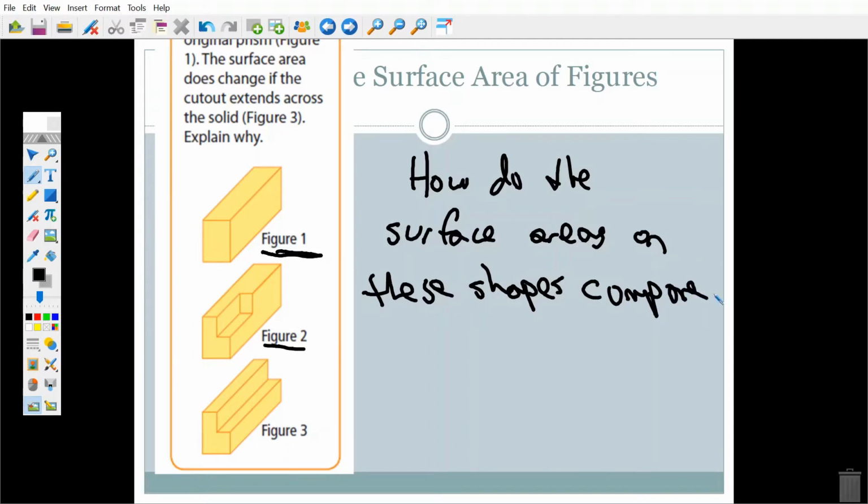Let's say, for the sake of argument, the surface area of number 1 is 50 centimeters squared. Now what about diagram number 2? Well, at first glance, the surface area of number 2 should be different. It should be less than figure number 1, right? Because it has a piece missing. But if you look at it a little bit closer, here's what we see.